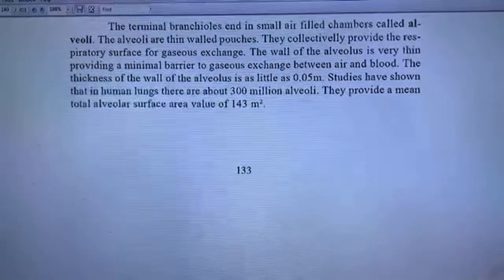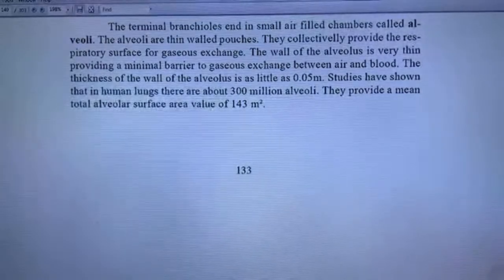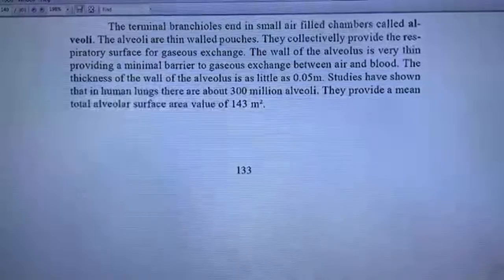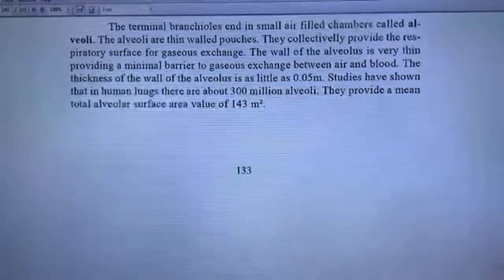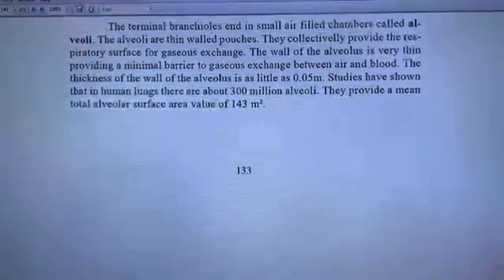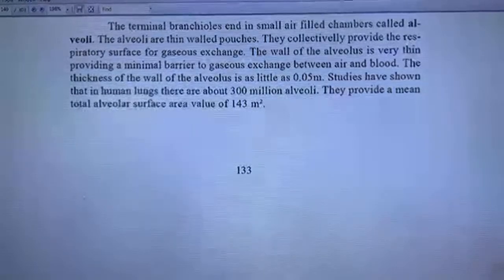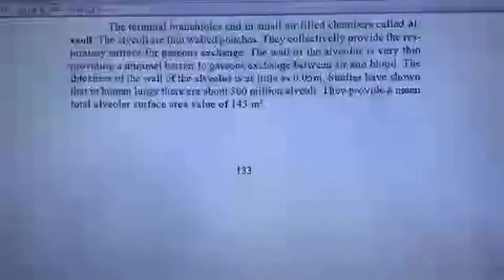The wall of the alveolus is very thin, providing minimal barrier to gaseous exchange between air and blood. The thickness of the wall of the alveolus is as little as 0.05 micrometer. Studies have shown that in human lungs there are about 300 million alveoli. They provide a mean total alveolar surface area value of 143 meters square.